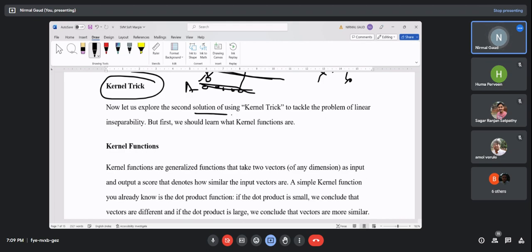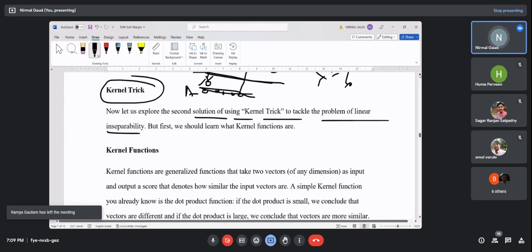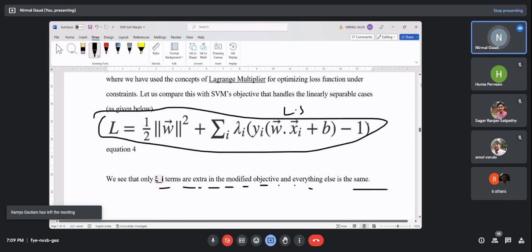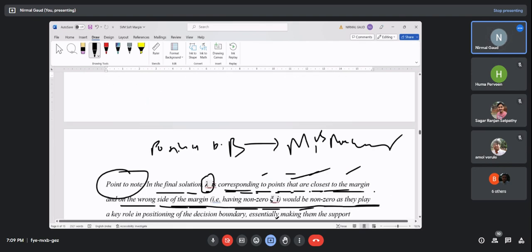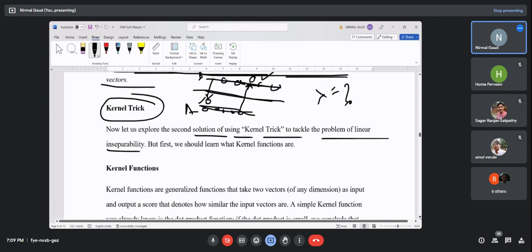Again, it's a very important concept, kernel trick, to tackle the problem of linear inseparability. So we achieved this equation. So far we have achieved this equation of linear inseparability. Okay, that's why they mention linear inseparability. Okay, now what can be done?